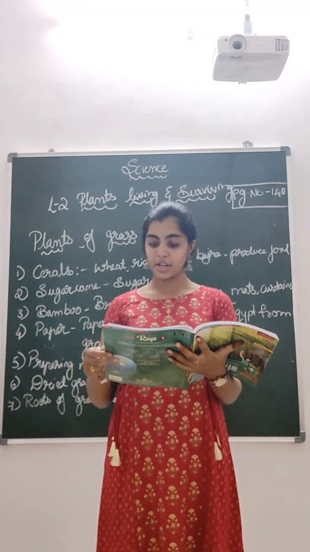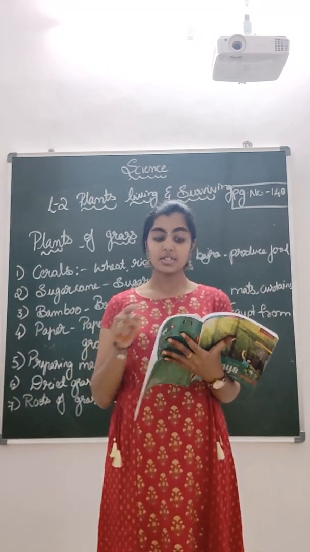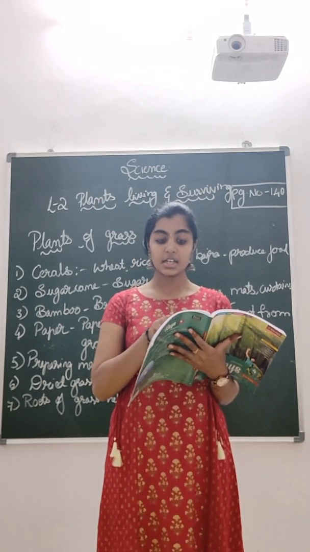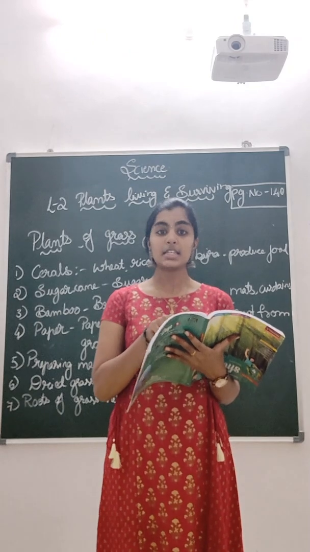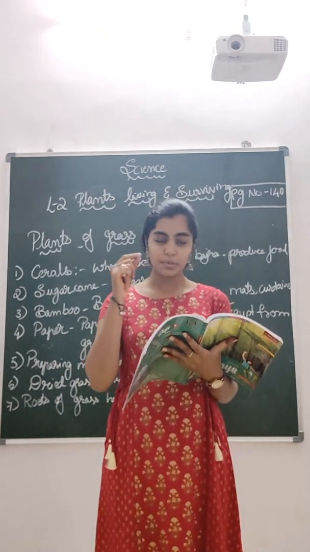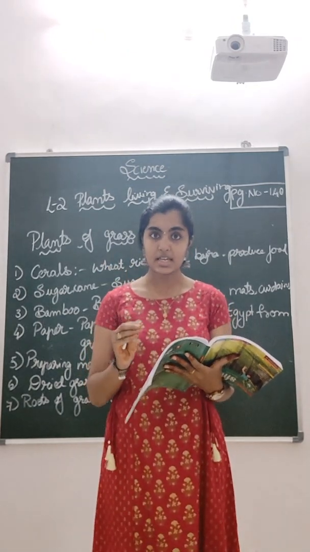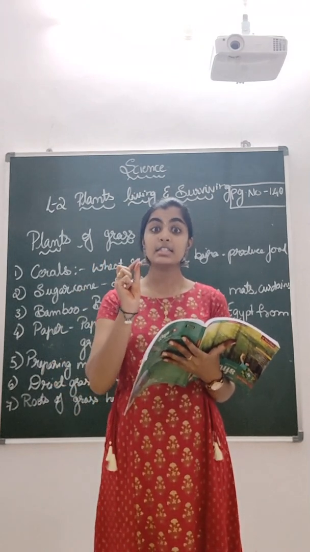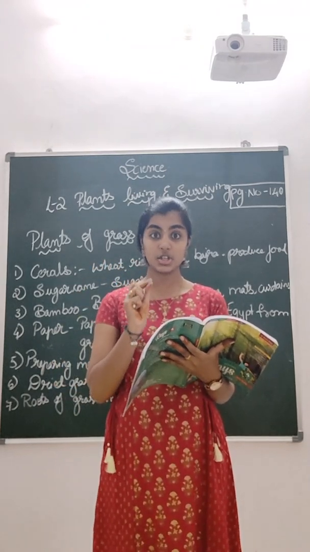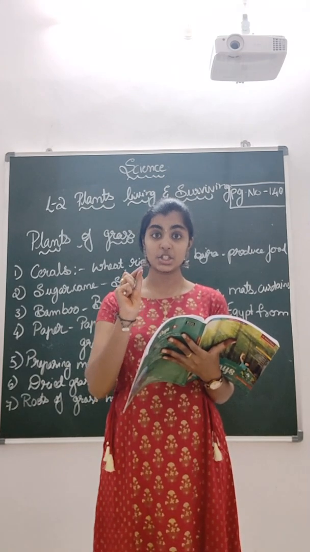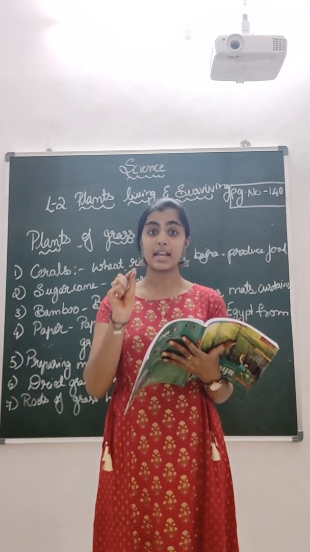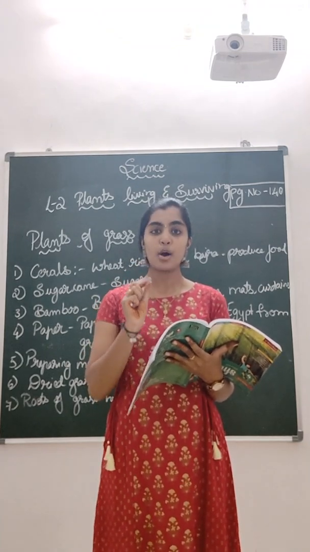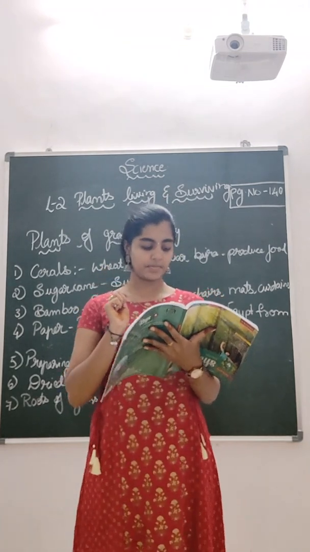See in your textbook, page number 141, you have some examples. You have the images of wheat, rice, bajra. These are types of plants which provide food for human beings and food for animals. They come under cereals. Okay, did you get it? Wheat, rice, jowar, etc. they come under cereals. They provide food for human beings and fodder for animals.